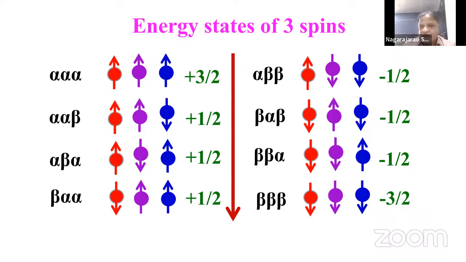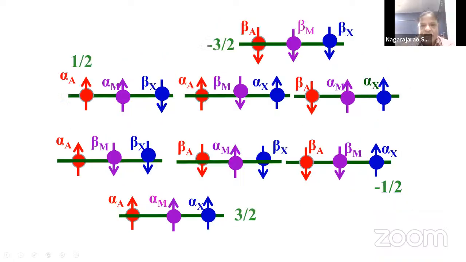Find out all possible combinations of orientations. You are going to get 8 energy states. 8 possible orientations means there are 8 different energy states. Okay, I have written like this, energy states. Beta, beta, beta, all are down. Alpha, alpha, alpha, all are up. This corresponds to plus 3 by 2. This corresponds to minus 3 by 2.